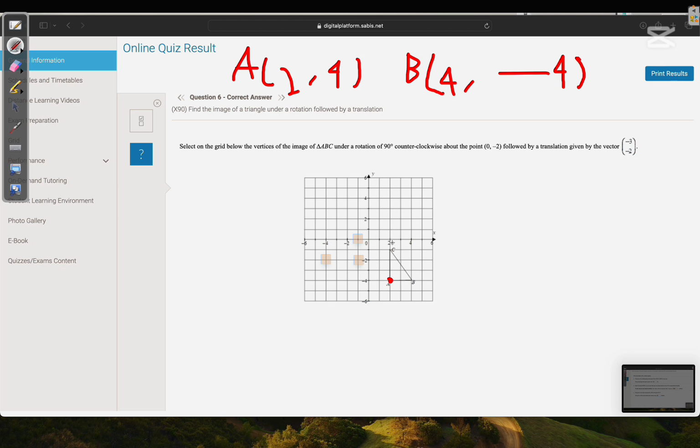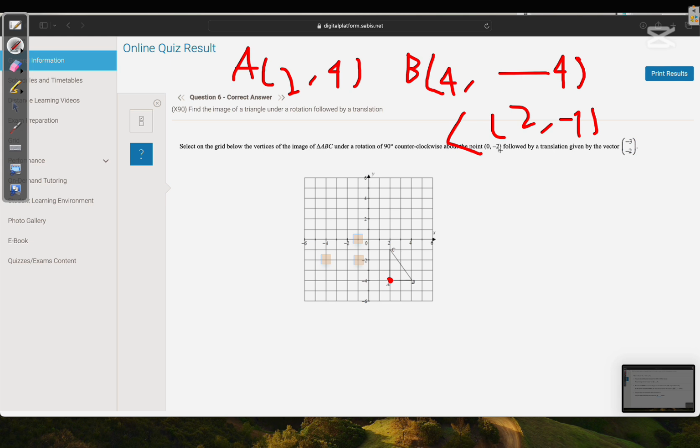And C is 2, -1. Okay, here, since in this case it's slightly different, they want the rotation about the point 0, -2. We need to make a way where the point of rotation shouldn't be at 0, -2. To make it easier for us, we should make it at the origin.